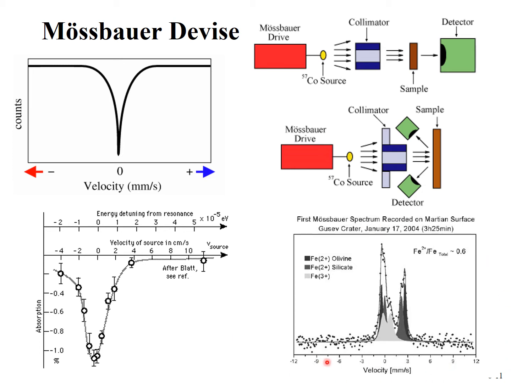Here's the velocity of the source and the absorption lines. From these chemical shifts, you can get an idea of what iron components are present. This was important for looking at the total amount of iron 2 relative to total iron. And this gave an idea of oxidation on the Martian surface, which would give an idea about the presence of water.